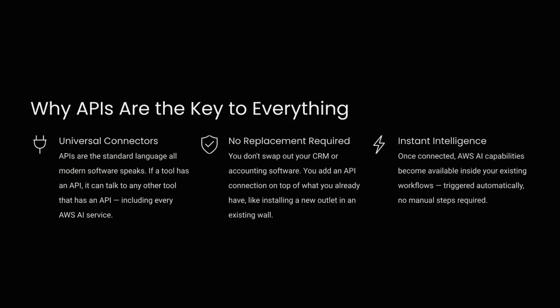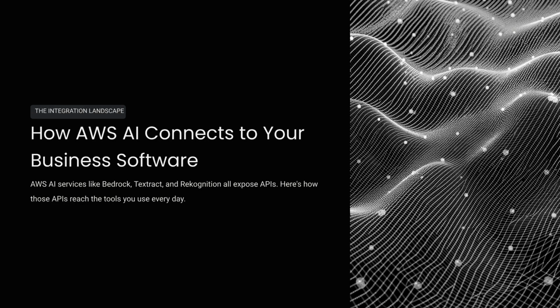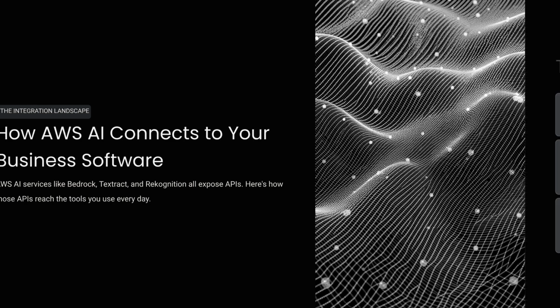gets a response. APIs are the key to everything because they act as universal connectors. If a tool has an API, it can talk to any other tool, including AWS AI services. No software replacement is required, and once connected, you gain instant, automatic AI capabilities inside your existing workflows. AWS AI services like Bedrock, Textract, and Rekognition all expose APIs. Next, we'll look at the integration landscape and how these APIs connect to the business software you use every day.